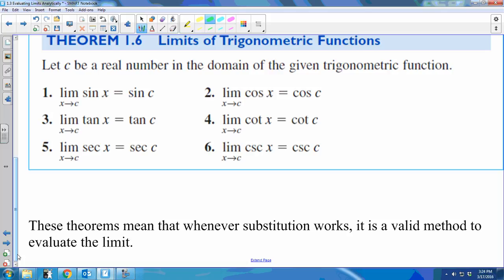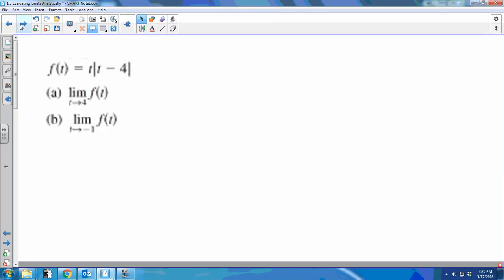So all these theorems mean that whenever substitution works, it's a valid method. You should always try to substitute first. Always. It's the easiest. So let's do some examples. First example. I know it's hard to see, but you have a note sheet in front of you with the exact same problem. It says we have f of t equals t times the absolute value of t minus 4.